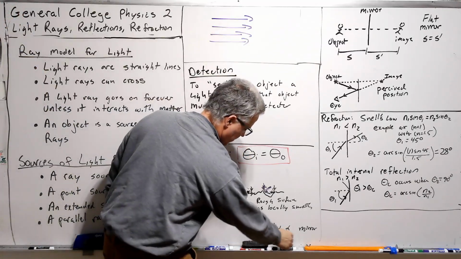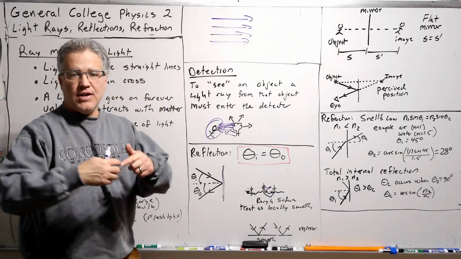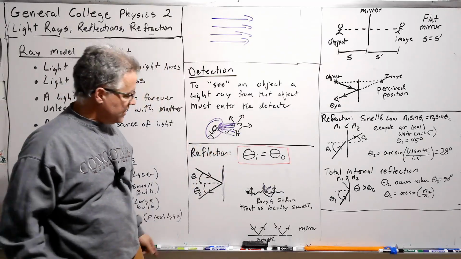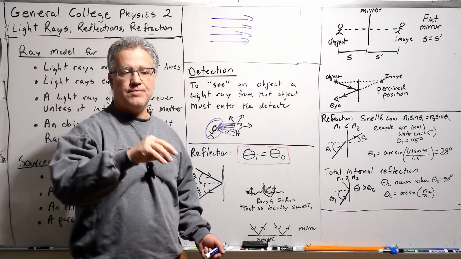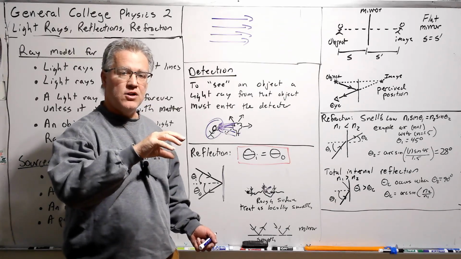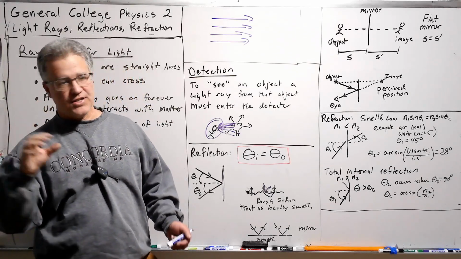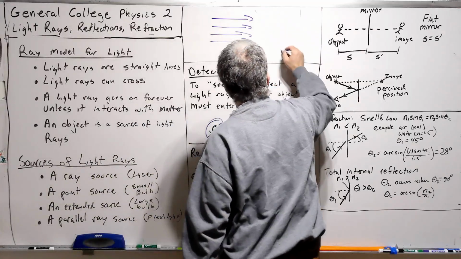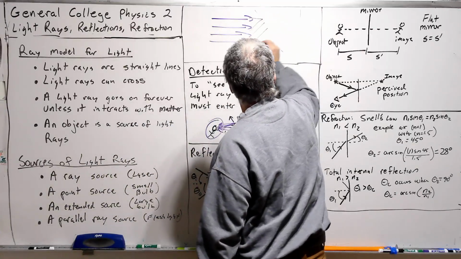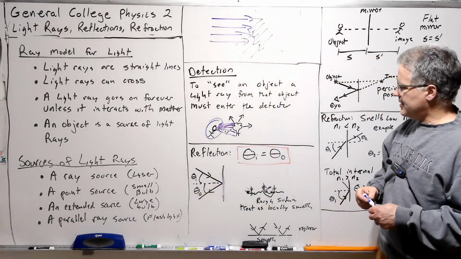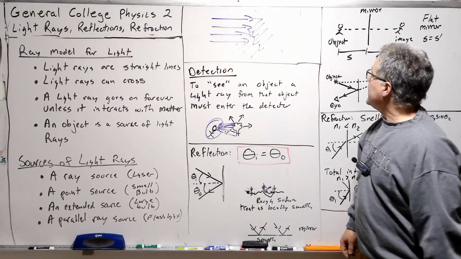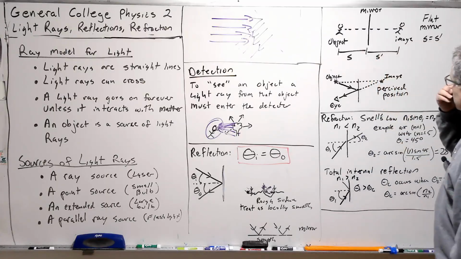However, if we have a flat smooth surface and an extended set of rays, they'll all come off in the same direction. So a parallel set of rays coming into a mirror will be reflected out as a parallel set. So if this was to come into a mirror, we would reflect outward that way.